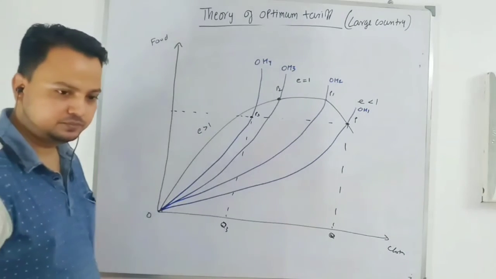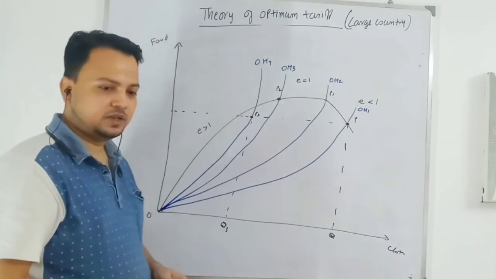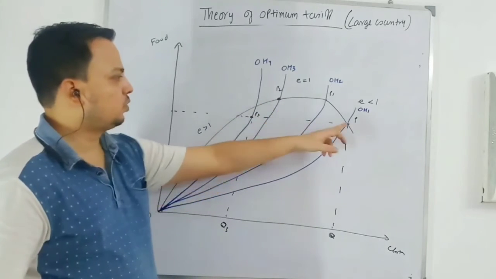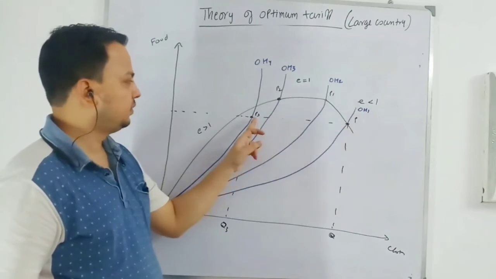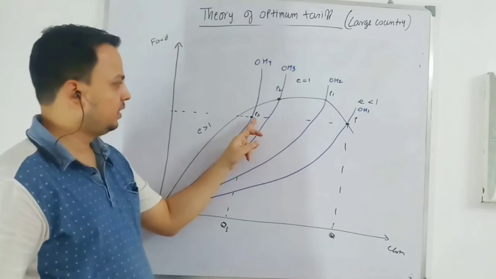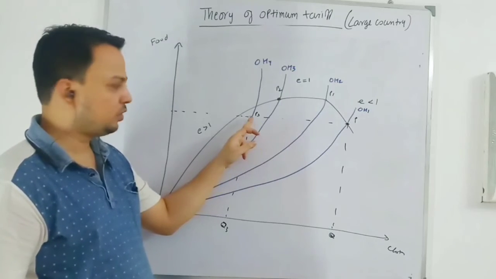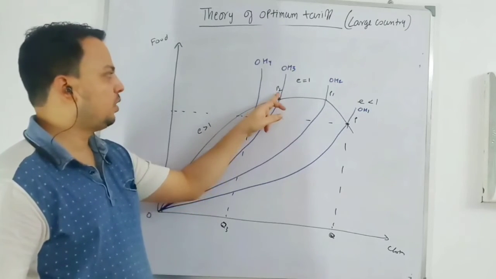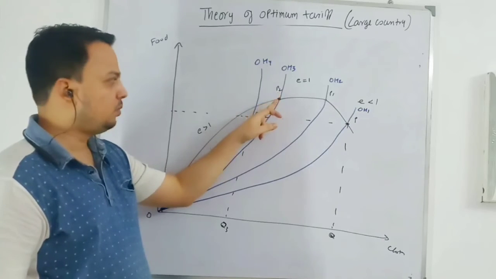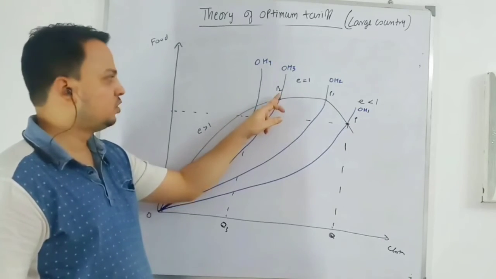Now compare. Compared to this, you will prefer this. But you will not choose P3 because this is not trade equilibrium. Even though at P2 terms of trade is lower, welfare of the country will be higher, so you will choose P2.